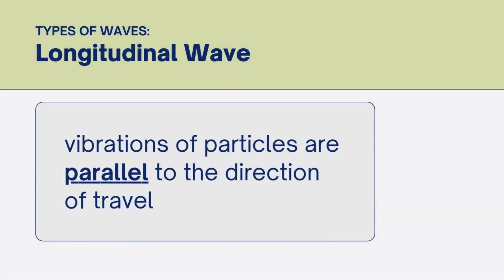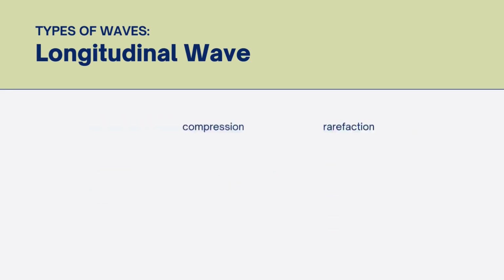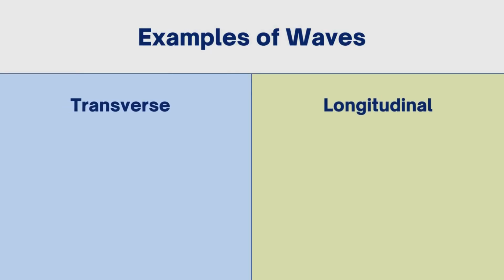The second type of wave is longitudinal wave. Vibration of particles is parallel to the direction of travel. There is compression or rarefaction. These are two terms.